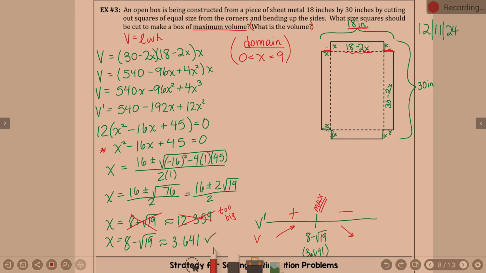And then it also asks us to find the volume of the box. Now here's the deal: do we have a volume formula? Yes, we have 3 different versions of the volume formula: my original, once I FOILed, and once I distributed the x in. Pick one and plug in 8 minus square root of 19. Okay? And then we'll write out some information here.